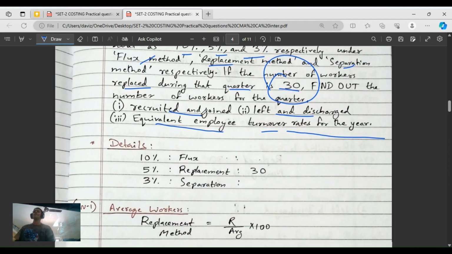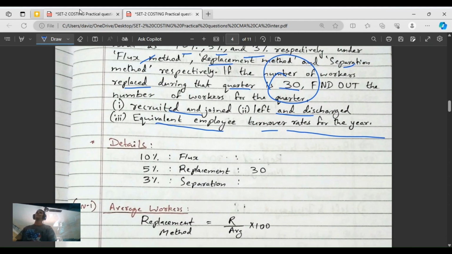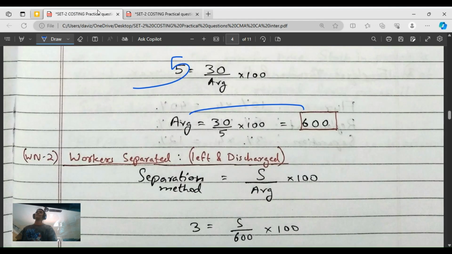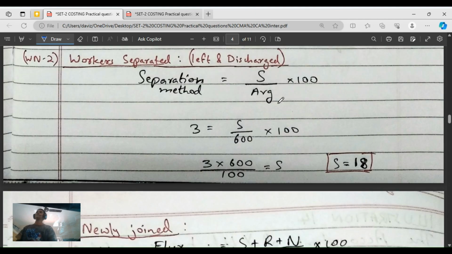Now second working, we have to find the number of workers separated, left and discharged. By this formula, number of workers separated by average workers into 100, substituting the formula, we got number of workers left and discharged is 18.